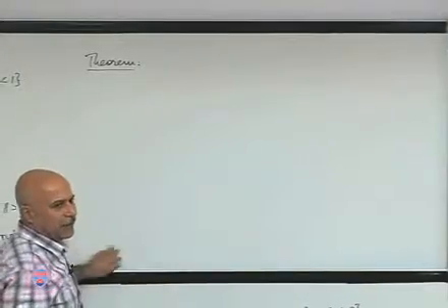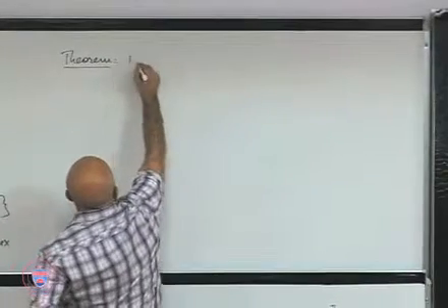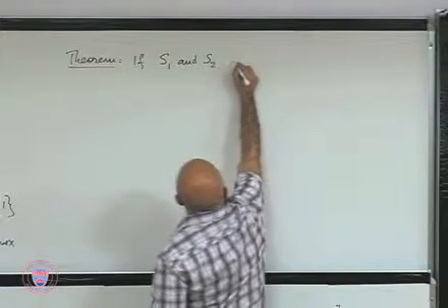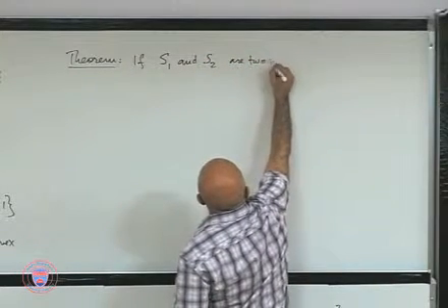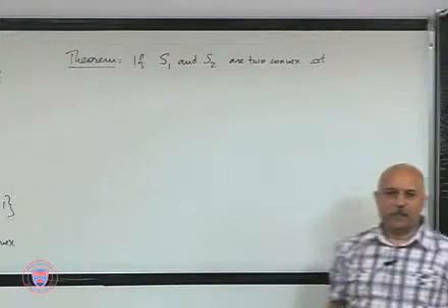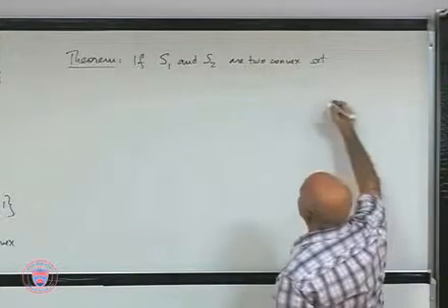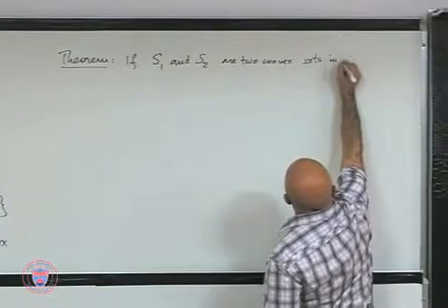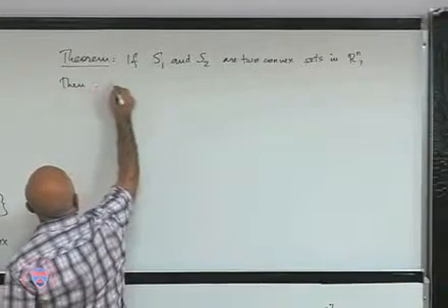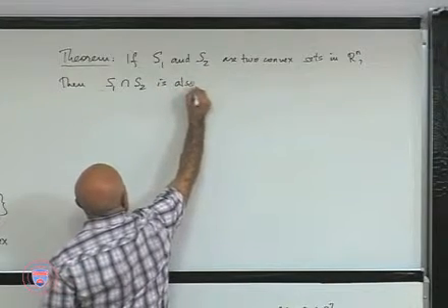These are just straightforward results. One is the following. If S1 and S2 are two convex sets. By the way, the empty set by convention is convex. You might want to take a note of that. If S1 and S2 are two convex sets in n-dimensional space, then their intersection, S1 and S2, is also a convex set.